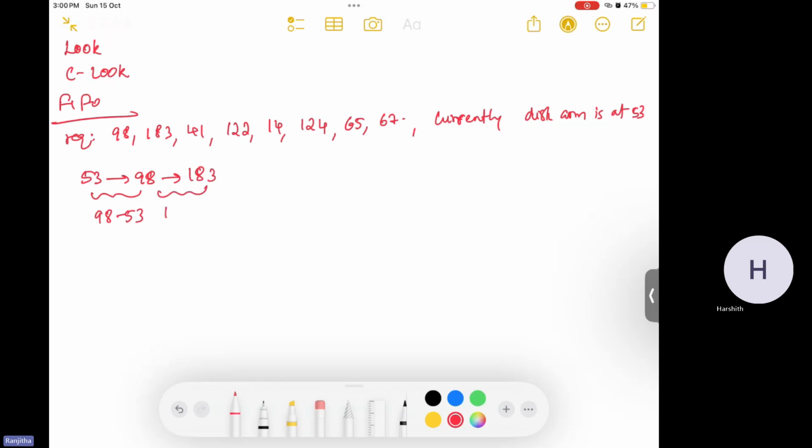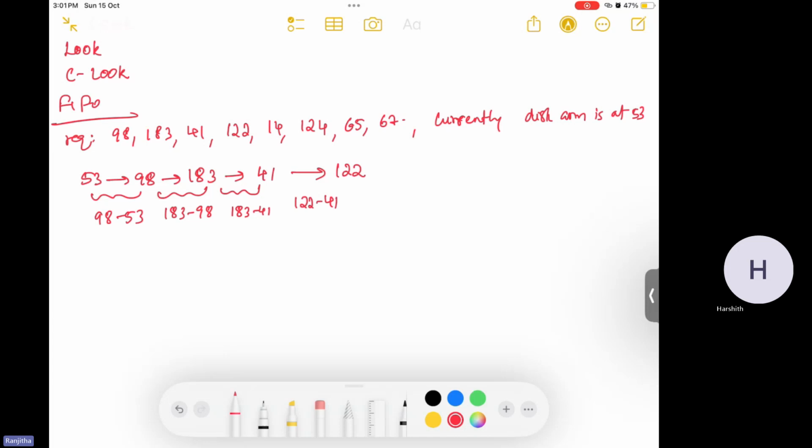Here it will be 183 minus 98. Then from 183 to 41, it will be 183 minus 41. Now from 41, it will go to 122. So the number of movements needed is 122 minus 41. So it has to move back and forth.